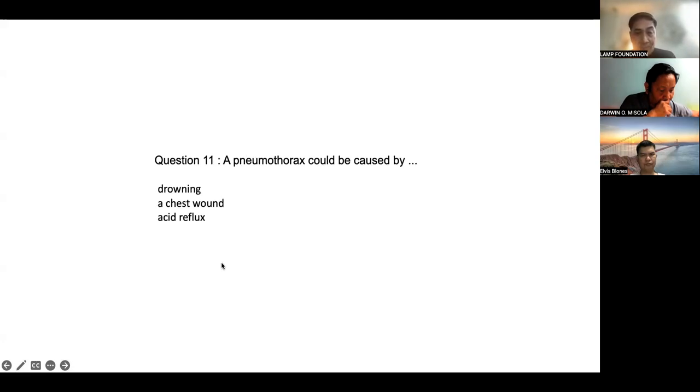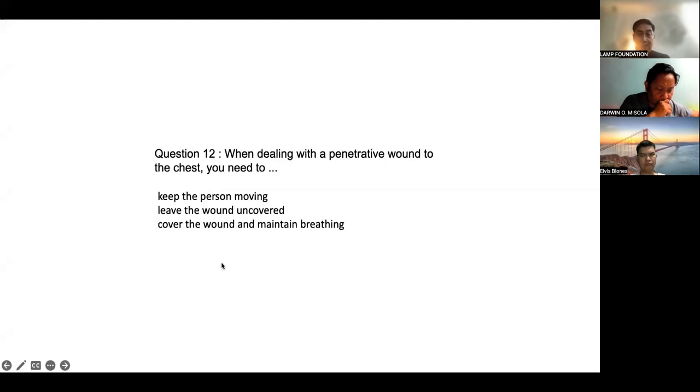Chest wound. When dealing with a penetrative wound in the chest, you need to cover the wound and maintain breathing.